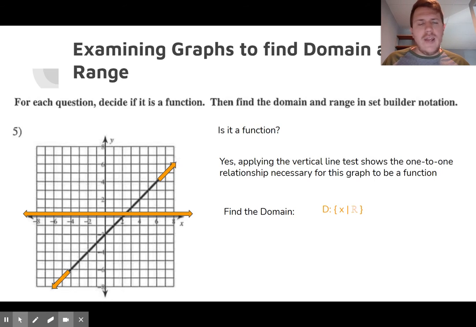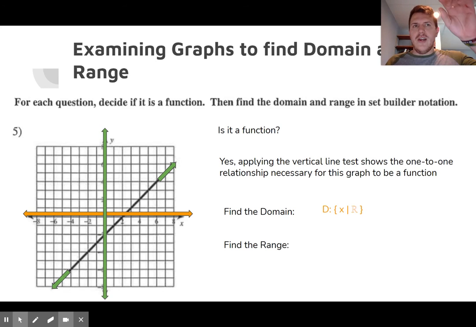Likewise, if we try to find the range here, I'm going to use green to represent the range. Notice that the arrows still are there, which means that I'm looking at all my values below and above where the graph is. Just like we saw with the domain, my range is going to be all real numbers, using that script R for both of them. So my domain and range is all real numbers. This will be very important for next semester when we look at linear functions.